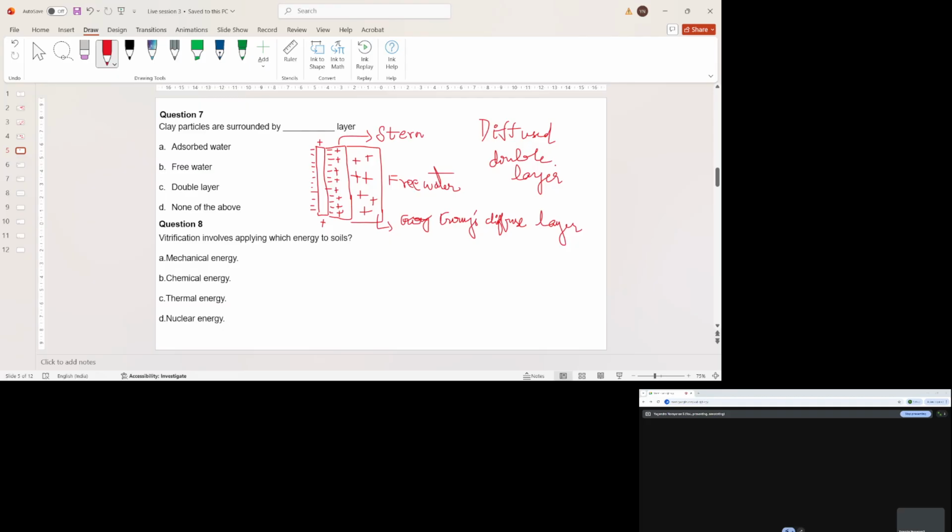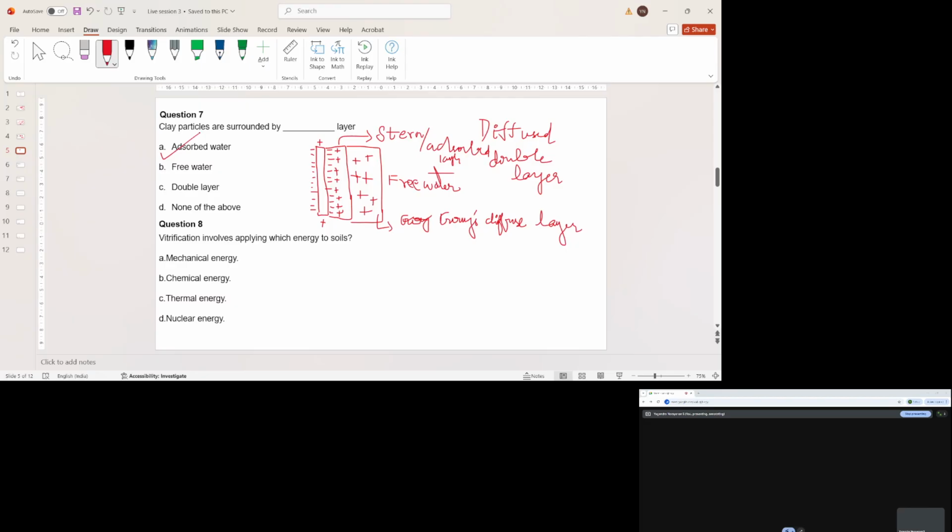Right. So this is known as the diffuse double layer. As a whole, if we consider the clay particles, which layer are they surrounded by? The first layer is the Stern layer, or adsorbed water layer. So ideally, the clay particles are first surrounded by the adsorbed water layer, which is the right option.